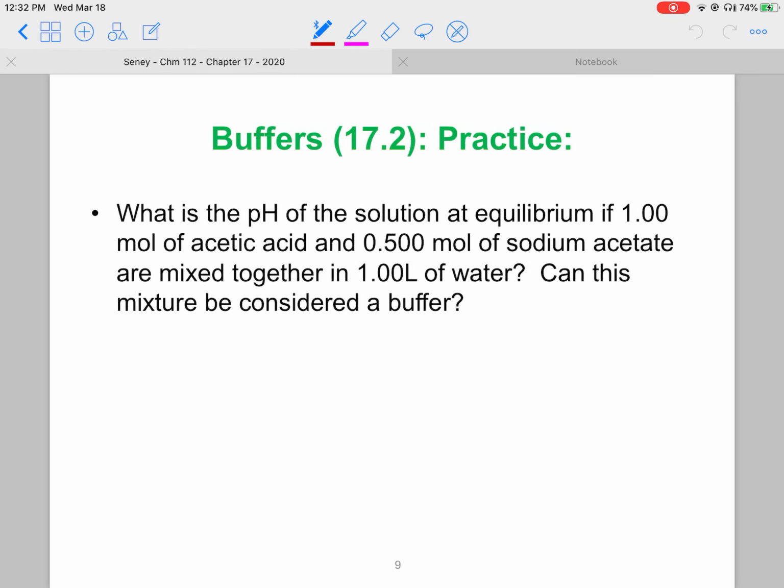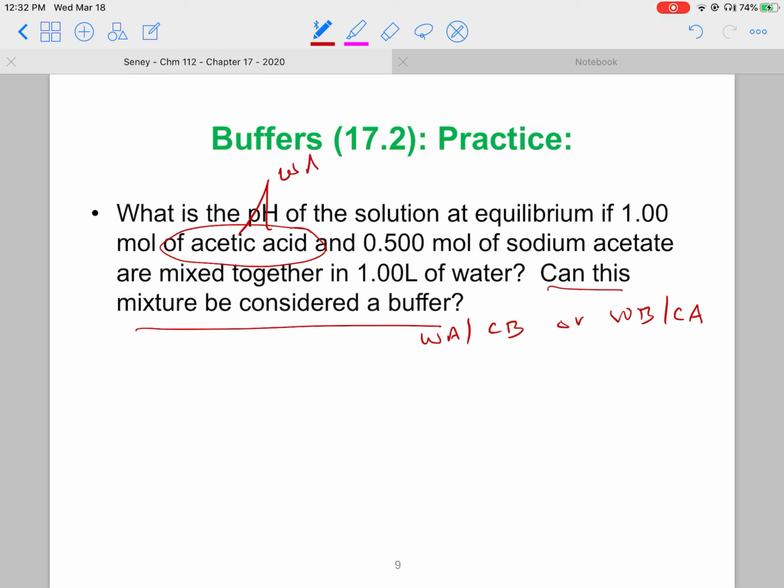So now let's look at this. This is practice problem number 1 in your in-class sheets. And you'll notice from this problem, it wants to know, can this mixture be considered a buffer? So what do we look for? We look for a weak acid conjugate base or a weak base conjugate acid. And when we look at this, we're going to see what do we have, and we're going to go through, we have acetic acid, which we know to be a weak acid. And then we've got sodium acetate. Here's my acetate, and we know that to be the conjugate base of that weak acid.